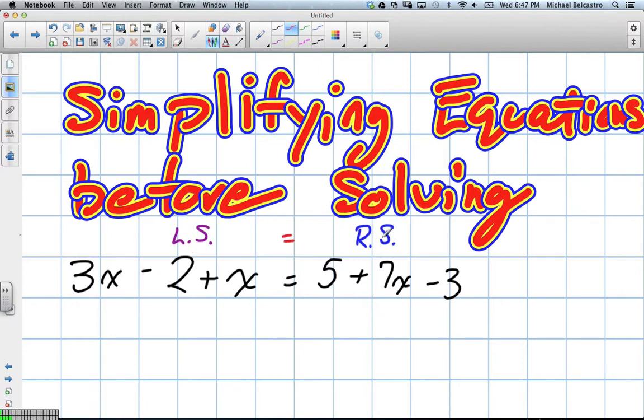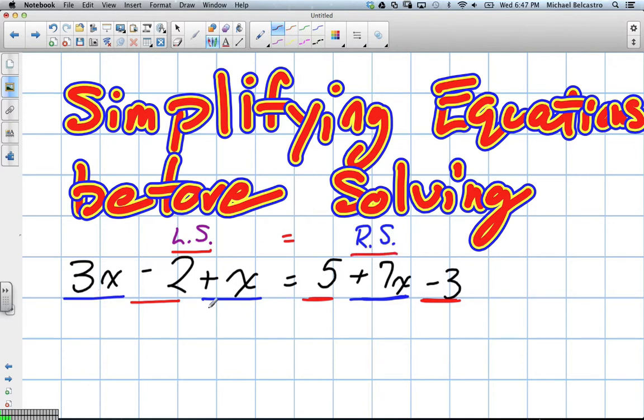The left side needs to equal the right side. So it's kind of like balancing a scale. We want to collect all of our like terms. So 3x, positive x, and technically positive 7x are all like terms. Negative 2, 5, and negative 3 are all like terms. Okay, so I'm going to collect all the like terms on the left side to start, and then I'm going to collect all the like terms on the right.